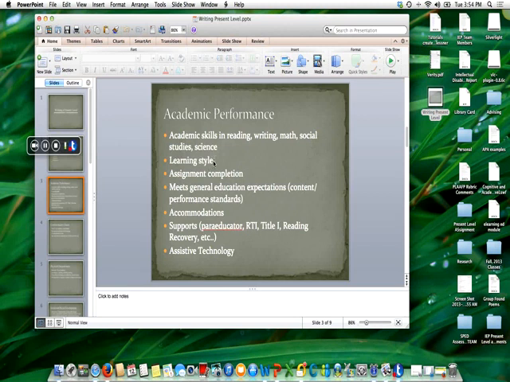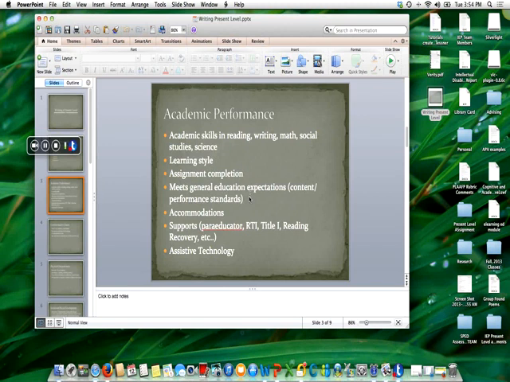We want to talk about their learning style. If we say that the child works best in groups, that's a great thing to put in here if we've noticed those kinds of things. Assignment completion, that part can be in here. If getting work done is hard, it could also be in the emotional social area too, the behavioral part, or other places.